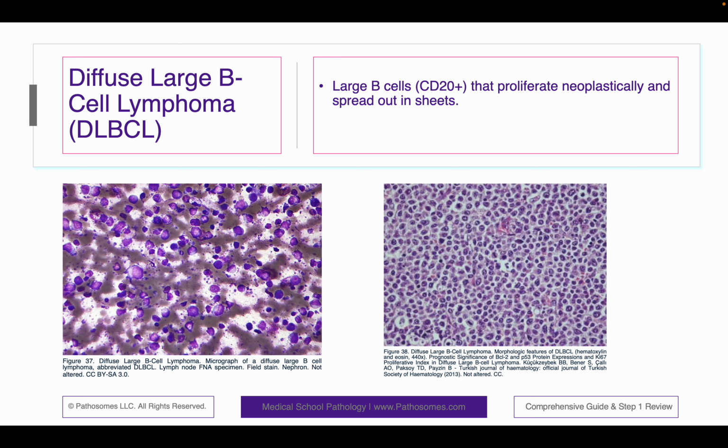Let's move on to diffuse large B-cell lymphoma. In DLBCL, you have typically CD20 positive cells that are neoplastic and proliferate and spread out in sheets. They have this somewhat gritty, debris type background picture, right? These cells are ugly.